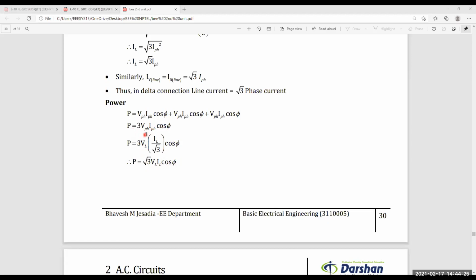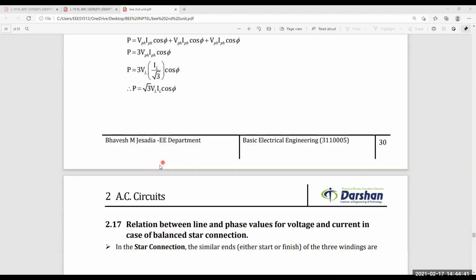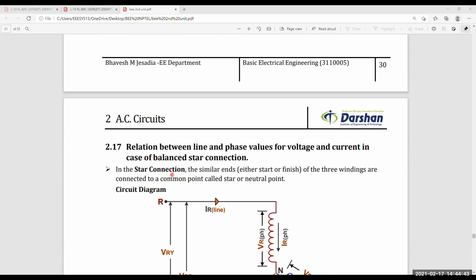For single phase, P is equal to VI cos phi. So for three phases, that's why 3 V phase I phase cos phi, the addition of all the phases. Substitute I phase is equal to IL by root 3, then you will get root 3 VL IL cos phi. This is the power for a delta connected system.